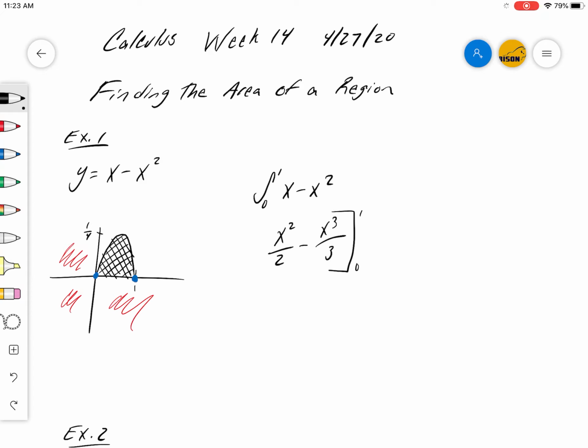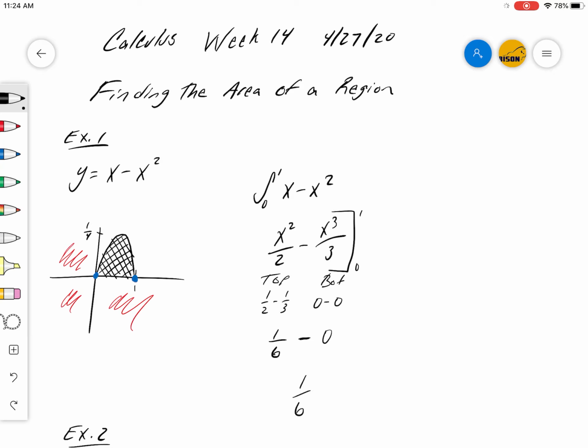And we plug in the top number and then subtract what we get when we plug in the bottom number. So plugging in the top number, I would get 1 squared is 1, over 2, so that's 1/2, minus 1 cubed is 1, over 3, so 1/3. So the top would output, this is actually a 1/6, and then we subtract whatever we get when we plug in the bottom. The bottom would be 0 squared, which is 0, over 2 is 0, minus 0 cubed is also 0, divided by 3, which is 0.